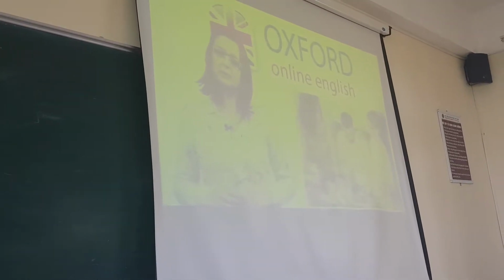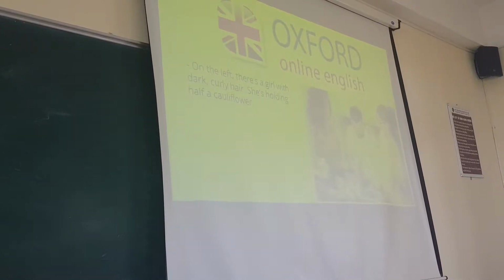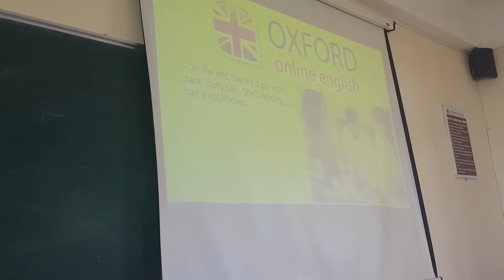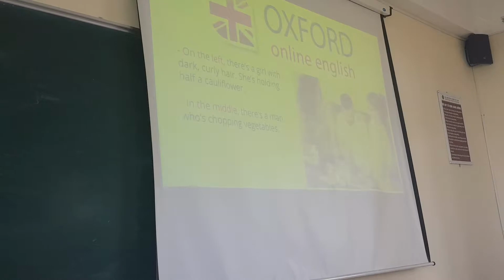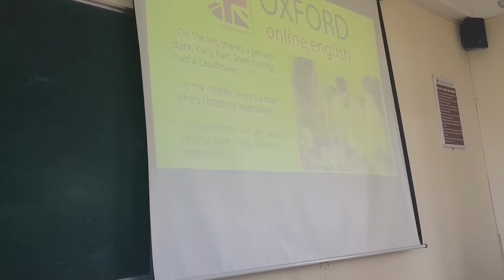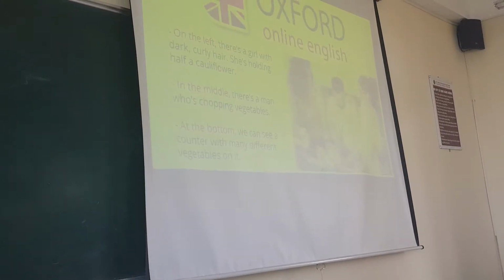Let's do an example. You could say, on the left, there's a girl with dark curly hair. She's holding half a cauliflower. In the middle, there's a man who's chopping vegetables. At the bottom, we can see a counter with many different vegetables on it.